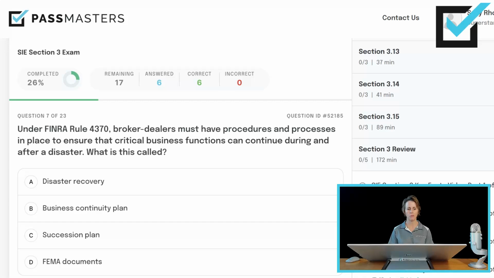Under FINRA Rule 4370, broker-dealers must have procedures and processes in place to ensure that critical business functions can continue during and after a disaster. What is this called? Disaster recovery, business continuity plan, succession plan, or FEMA documents. This is called a business continuity plan. We have to be prepared for worst case scenarios.